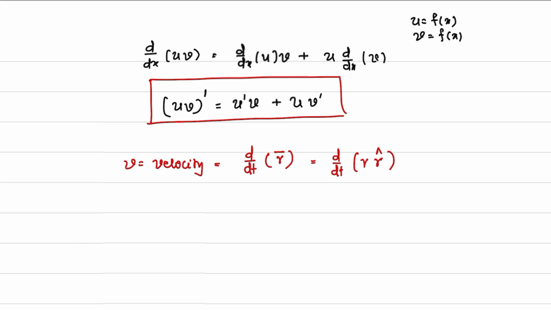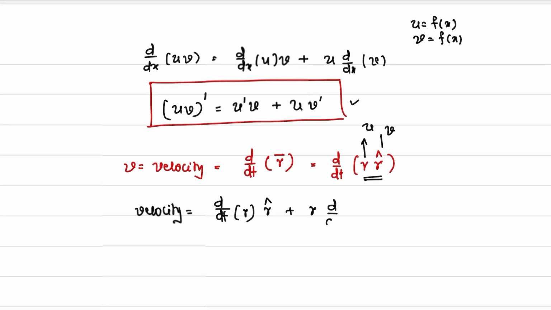Now here we have to differentiate r and also r cap separately. That you should make a note of. R and r cap: this is u, this is v, the first function and second function in this equation. Then velocity v is equal to d/dt of the first function, that is d/dt of r, the magnitude of r, into r cap, plus magnitude r into d/dt of r cap.